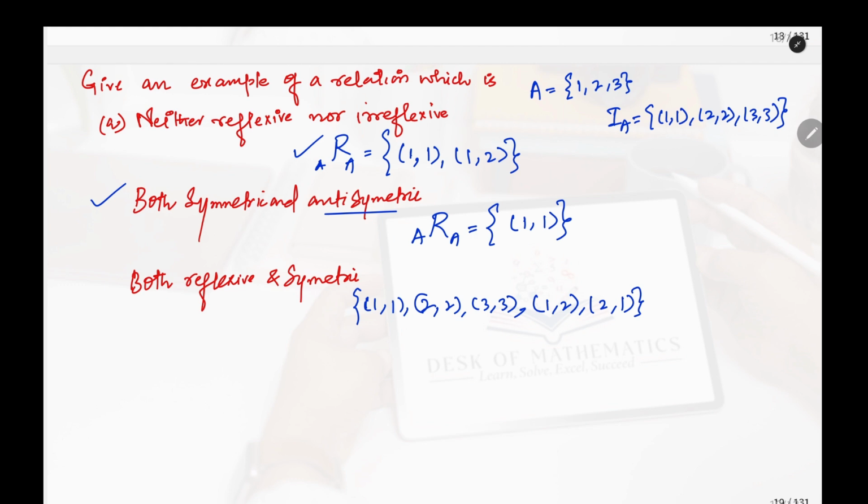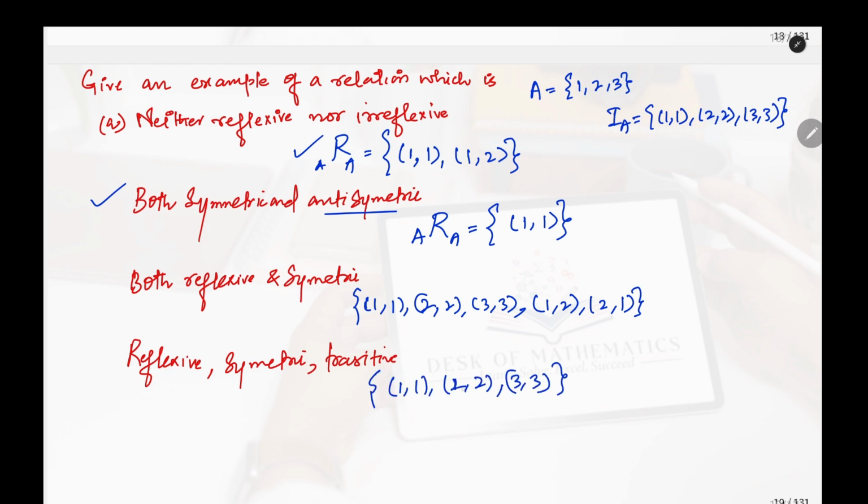Similarly, you will be asked for a relation that is reflexive, symmetric and transitive, all three. That is the universal relation; you can write that. Or you can also write the identity relation, 1, 1, 2, 2, 3, 3. So it is reflexive, it is symmetric, it is transitive. So this is an equivalence relation.